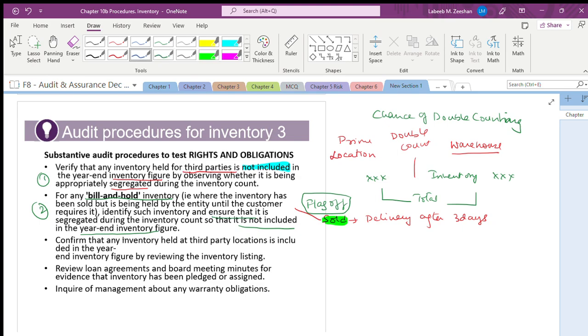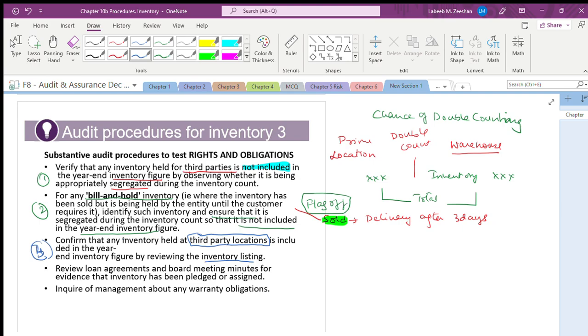Confirm that any inventory held at a third party is not included in the year-end inventory figure by reviewing the inventory listing. Whenever you have an inventory question, make sure that inventory at third party locations is excluded. You have to write this much. Nothing more, nothing less. Don't explore, don't add any examples.